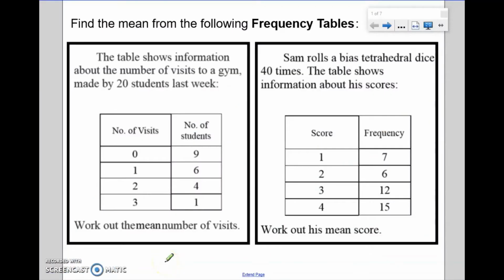Okay, now it's time for you to have a go at a few questions. So I've put a couple of questions on the screen here. Remember, at this point, you have the ability to pause the video. For each of the worded questions, I would like you to copy out and complete the frequency table and find the mean from each question. In the first question, you're finding the mean number of visits, and in the second question, you're working out the mean score from a dice. Could you pause the video at this point, and then when we come back, I'll show you my worked solutions.